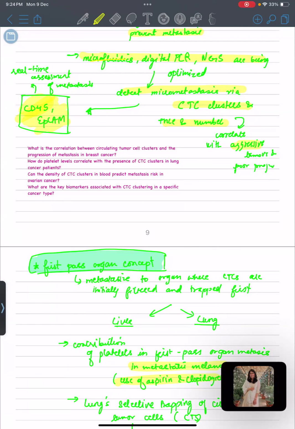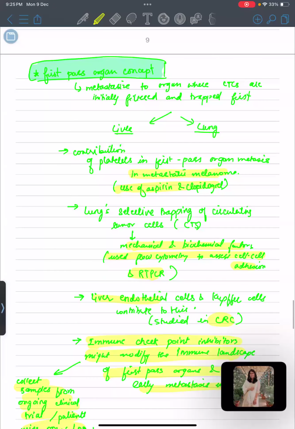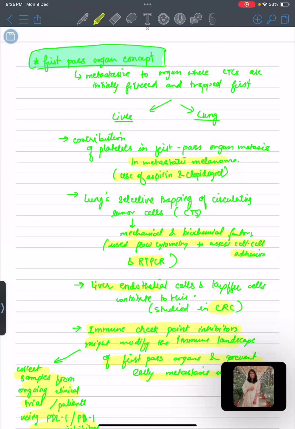So this is how I narrow down topics, or I brainstorm topics and derive the possibilities in my institution, whether I can do a cross-sectional study or whether I would be allowed to do a cohort study or not. Then another step is the first pass organ concept, as I explained before.